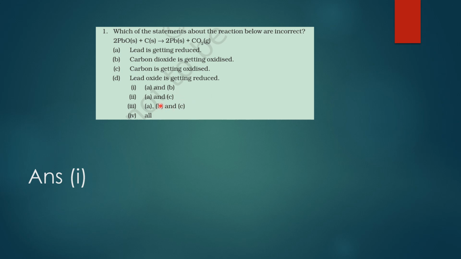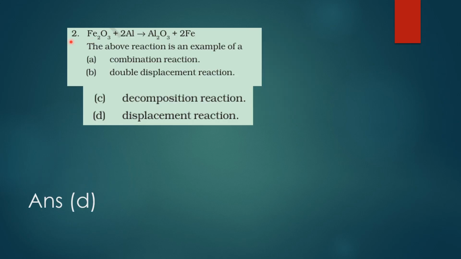So C or D, whichever option it appears in, you eliminate it. First one is the answer. A and B are incorrect. Right? So here comes the second question. Again, it is an MCQ question. Reaction is given to us and we have to identify the type of reaction.